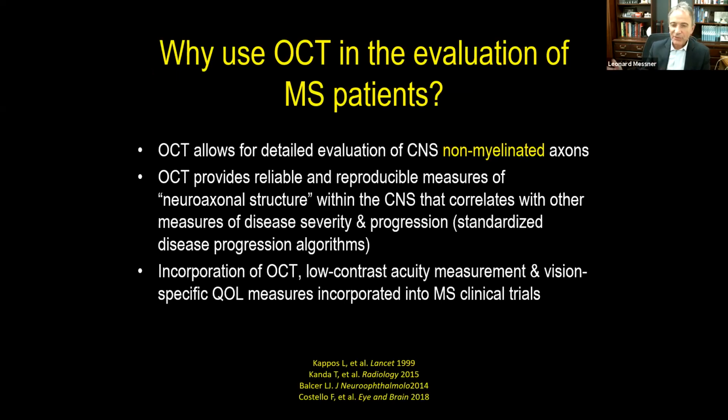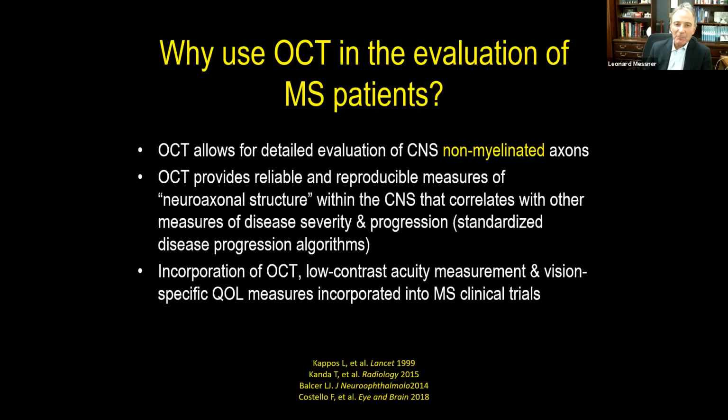So, what's the value? Why bother doing OCTs for the evaluation of MS patients? Well, to begin with, if we think about the anatomy, using an OCT or looking at the retina allows for the visualization of non-myelinated axons in their native form. So you don't have myelin getting in the way. You are literally looking at native construction of axons and potentially much, much earlier changes than can be appreciated with standard neuroimaging techniques, notably MRI.